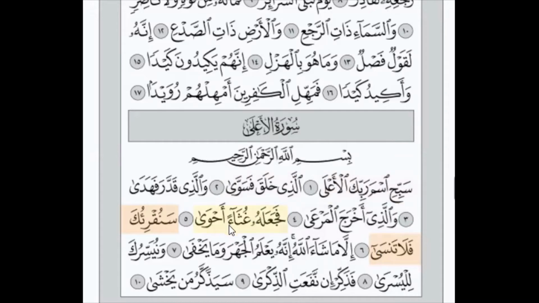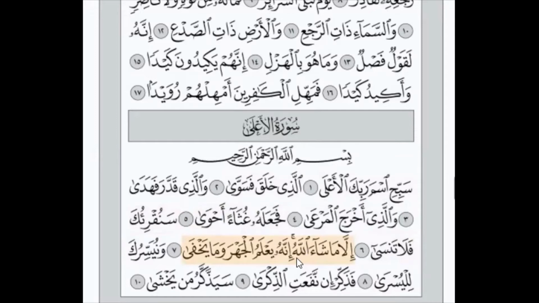I just realized now that I skipped over this tanween right here, followed by a hamza. Of course, the ruling here is izhar. Izhar halqi. You make the tanween clear. غثاء أحوى. Next ayah.